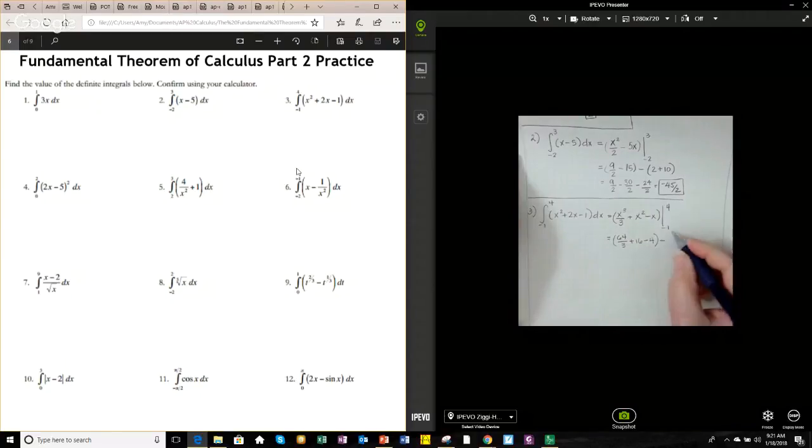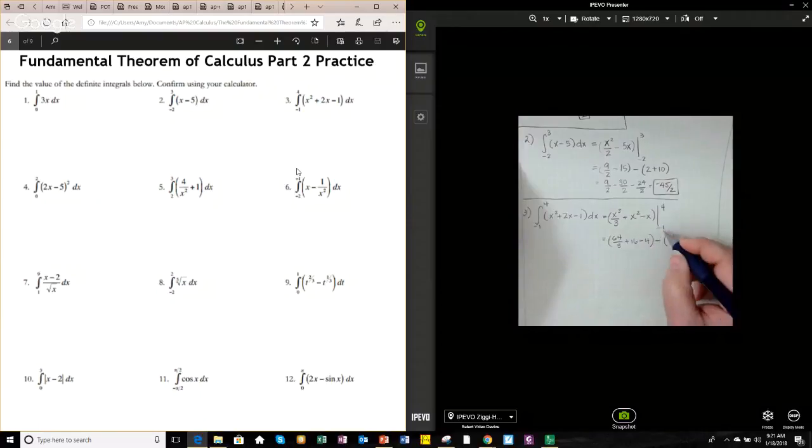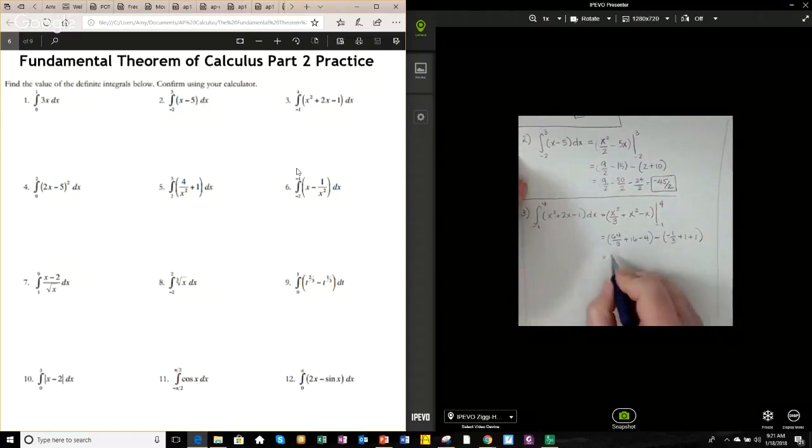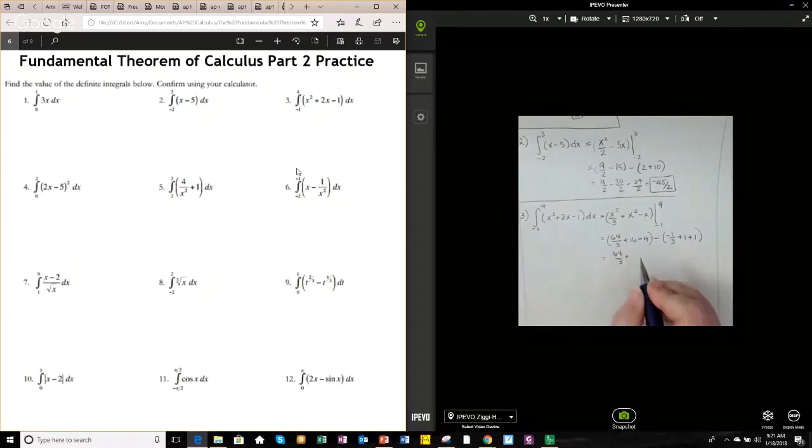And now we're going to plug in the lower limit of integration, and we're going to get negative 1 cubed is negative 1 over 3, plus 1. And then if I plug a minus 1 into a negative number, we're going to get a plus 1. All right. And simplifying this, we get 64 over 3 plus, that's going to be 12. And 12 times 3 is 36. So it'll be 36 thirds.